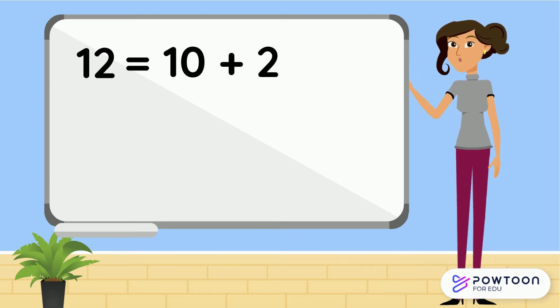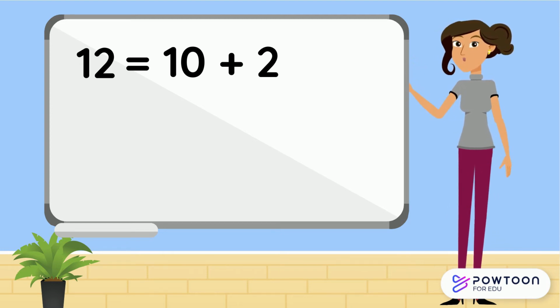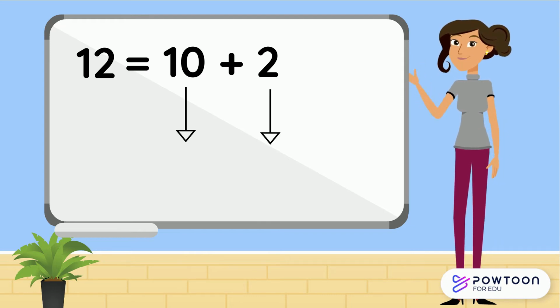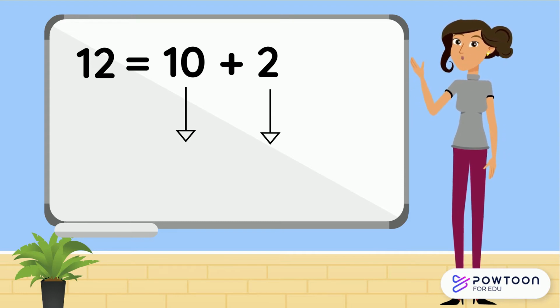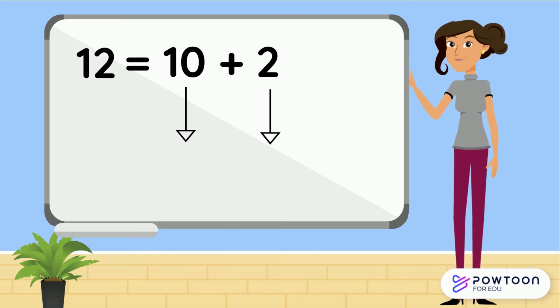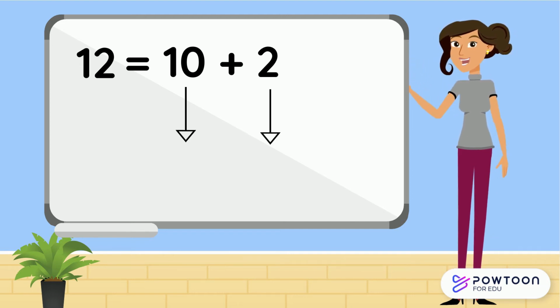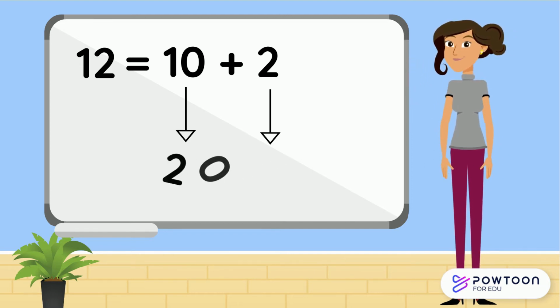Now that we've broken up the number, it makes it slightly easier to double. We are going to insert some thinking arrows. One thinking arrow under the 10 and another under the 2. These thinking arrows tell us that we need to double. Now we can start doubling. First, we're going to start with the 10. Double 10 is 20. We are going to write that underneath the first arrow.